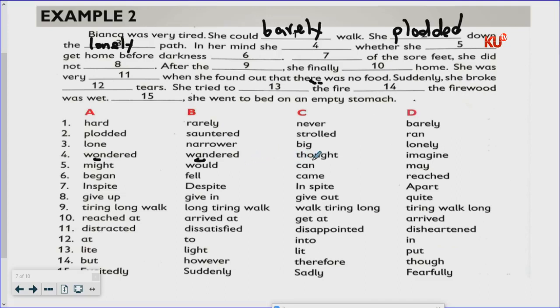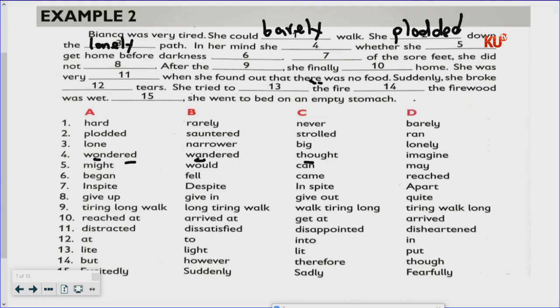She wondered whether, she thought whether, she imagined whether. Imagine is not correct because it could have been imagined. So it is between thought and wondered. Then you're supposed to choose the correct one there, which is wondered, because of the next sentence, which says: in her mind she wondered whether she dash get home before darkness dash.